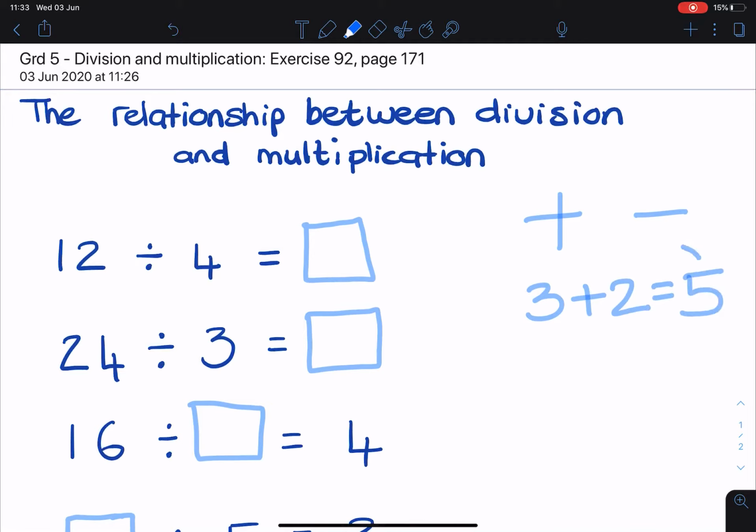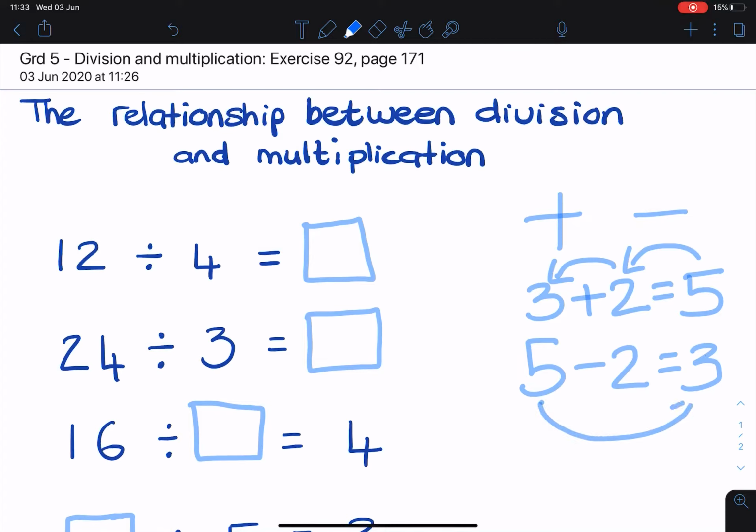And if we go backwards, 5 minus 2 is 3. We can check a plus sum by doing a minus sum, and we can check a minus sum by doing a plus sum.